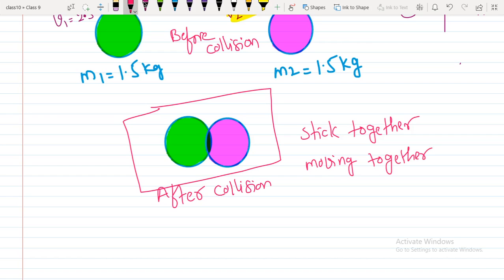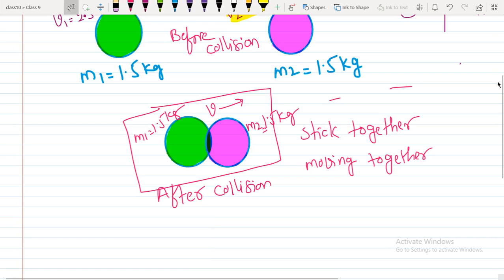So after collision, their masses do not change. Mass m1 equal to 1.5 kg for this green ball, and this mass m2 is also 1.5 kg, but their velocity changes. After collision, the velocity changes. We need to find how much this velocity is. That is our task: find the velocity. To find the velocity, we will use the law of conservation of momentum.